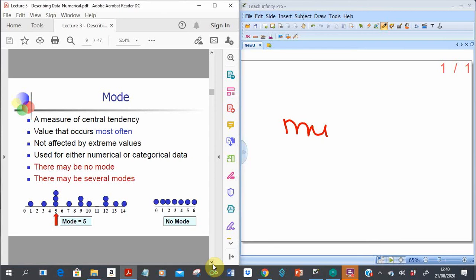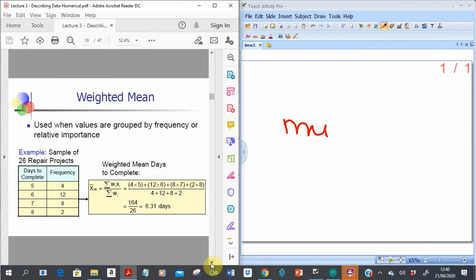Okay, so the other measure of central tendency is the mode, the value that occurs most often, not affected by extreme values as well, used for both numerical and categorical data. We may have a case where we have no mode or we have several modes.